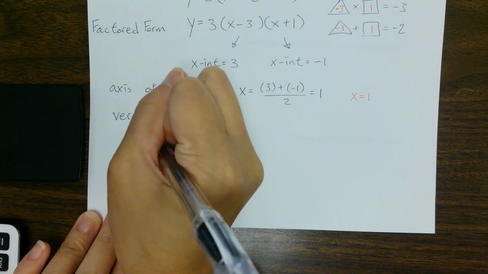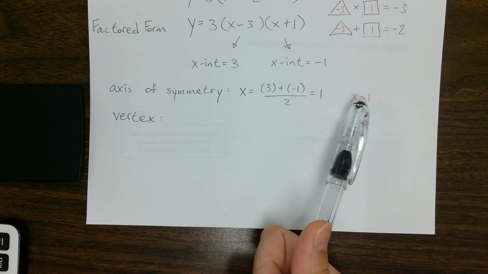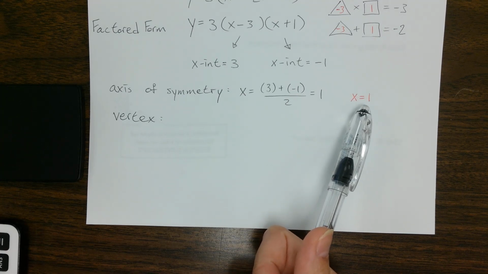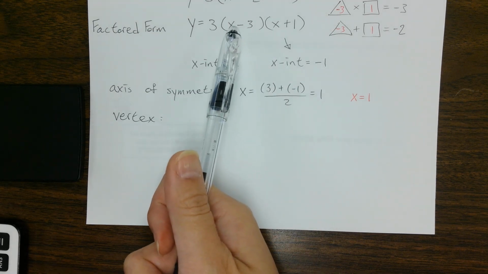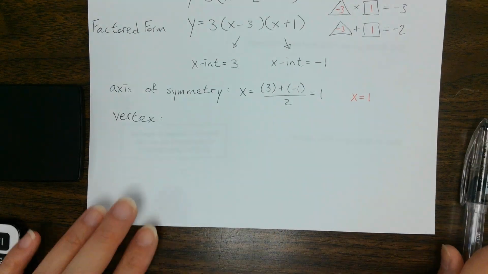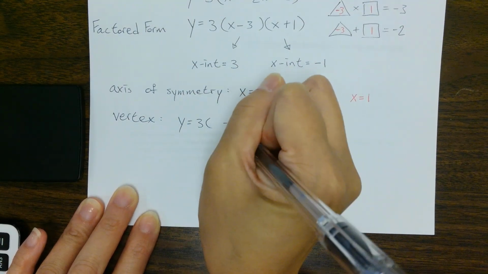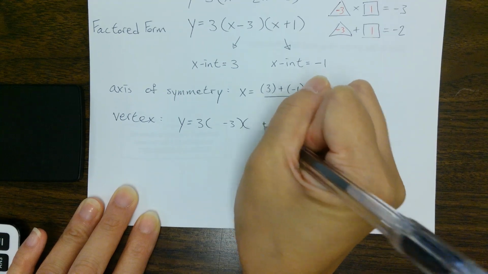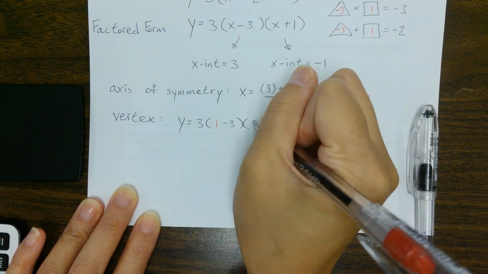now that I know where that middle is, I can figure out what my vertex is. What do I do with this one? Yep. Plug it back into this equation to figure out what y is. So y equals 3, sub in the 1 in here. So 1, 1.